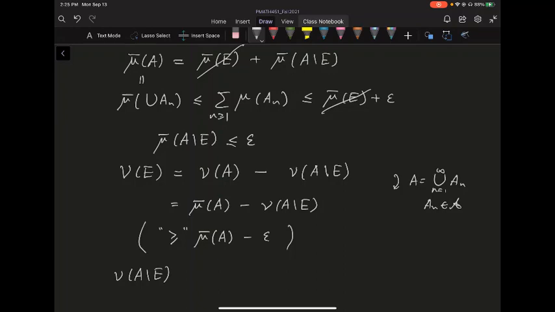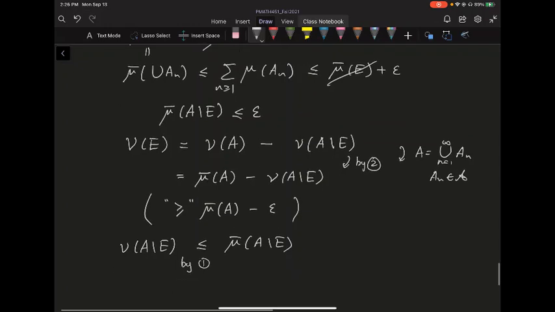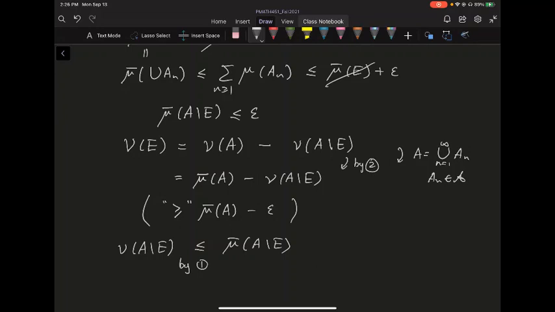Well, in the first step, we actually showed that this is less than or equal to mu bar of A take away E, okay? The mu bar will always give you some bigger number. This is by 1, and I should probably say this is by item 2 we did before, all right? So by mu bar of E, we just proved that this is less than epsilon, so this is less than or equal to epsilon. So we have an upper bound: this mu of A take away E is at most epsilon.